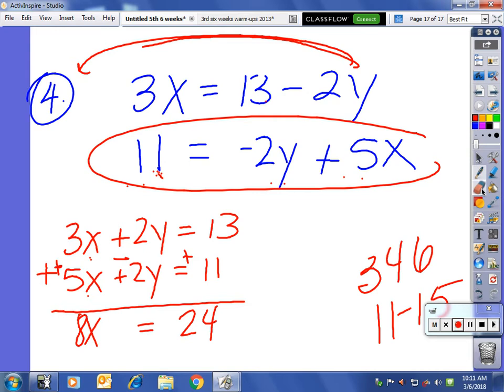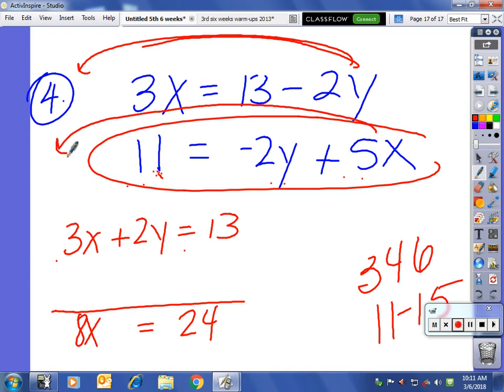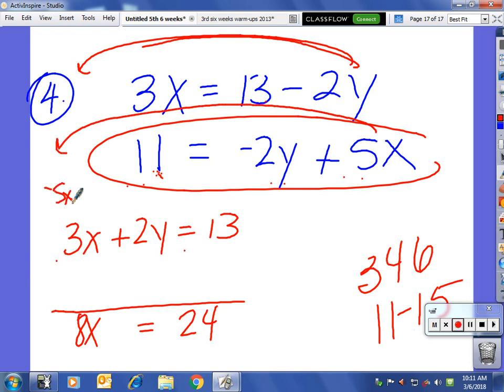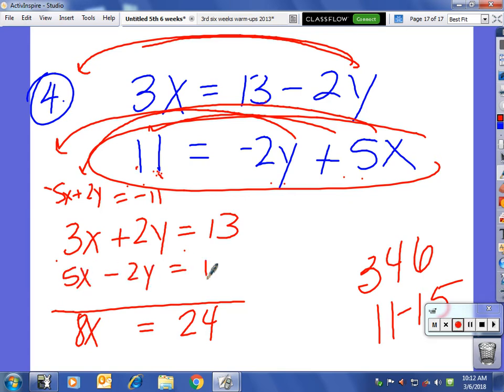Okay, yeah, Zoe, you did like double work. It sounds like you moved this over here, and it became negative 5x. And you moved this over here, and it became positive 2y. Well, the 11 is also over here. So the 11 then needs to go over here, and it would become negative 11. Then you had to change all the signs. So you did like double work. So that would become 5x minus 2y equals positive 11.